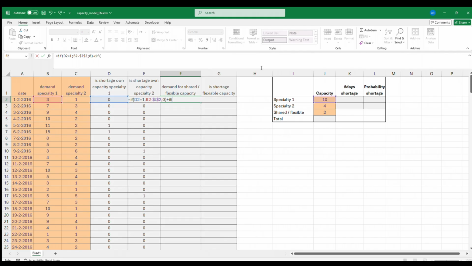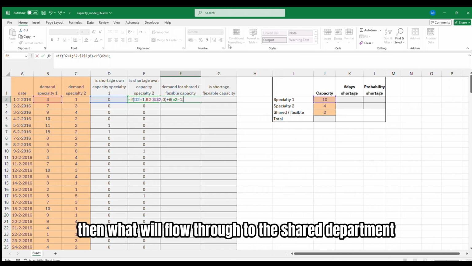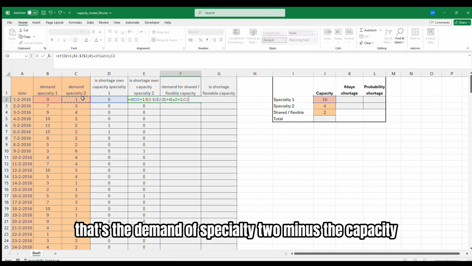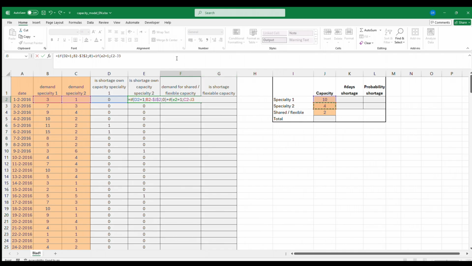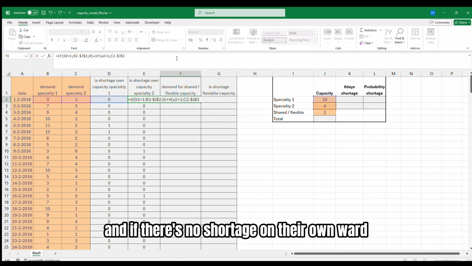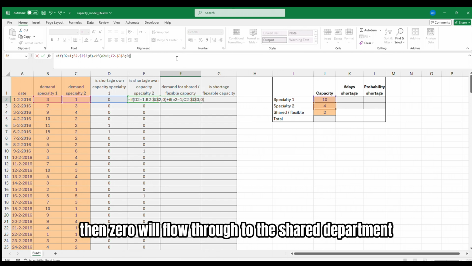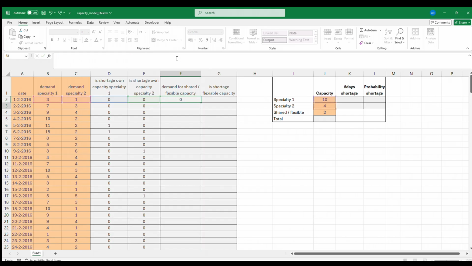Plus, when specialty 2 has not enough own capacity, then what will flow through to the shared department? That's the demand of specialty 2 minus the capacity which is only available for specialty 2. And if there's no shortage on their own ward or own department, then 0 will flow through to the shared department.